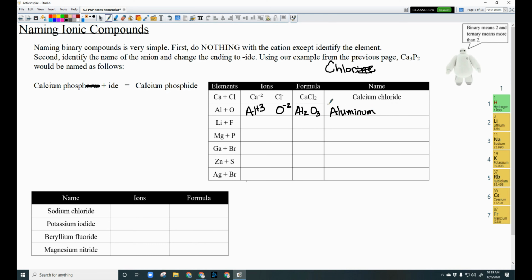Oxygen, take the ending off and add "ide," so it's oxide. Aluminum oxide. Okay. All right.